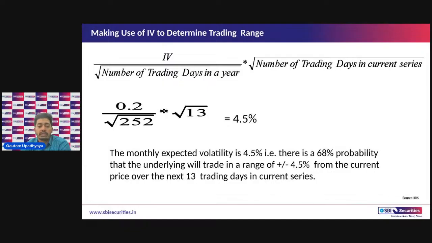And the number of days left to expiry. So if in this particular month 13 days are left for expiry, you multiply it by the square root of 13. You get a value which is closer towards 4.5%. So basically what we are telling is Nifty can move by 4.5% either on the upside or on the downside during this particular expiry. So that's how people make use of IVs to determine the range of the market whenever you're trading in index options.